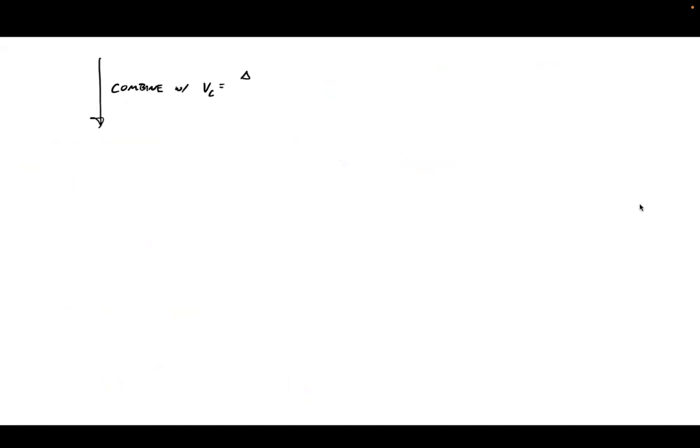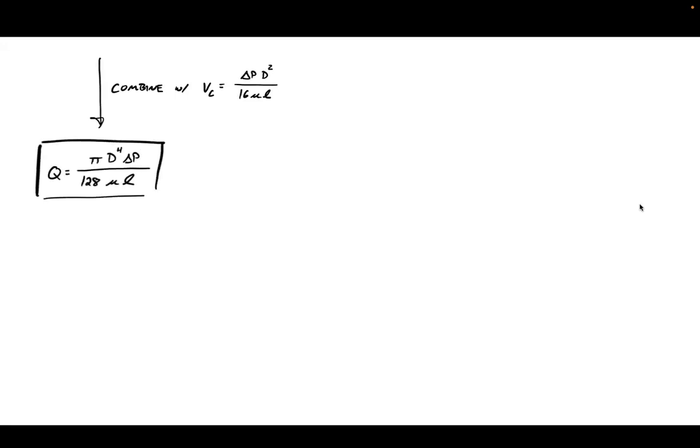Okay. Now, we know what we used for Vc, so we can go ahead and substitute that back in. And when we rearrange, we get the equation that I've boxed here. And this is called the Hagen-Poiseuille equation. And this describes steady laminar flow for a Newtonian fluid through a round pipe, or a capillary tube. Sometimes we think of it that way.